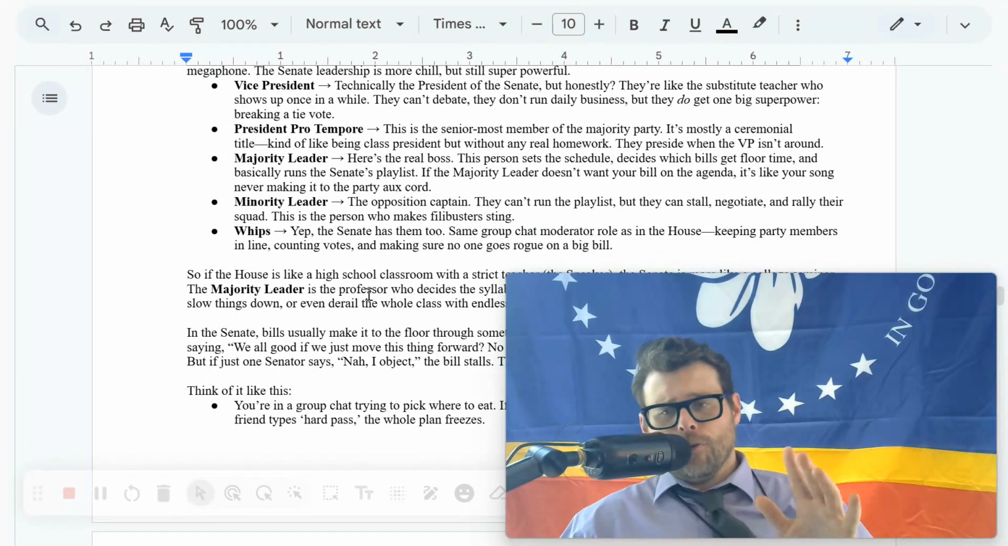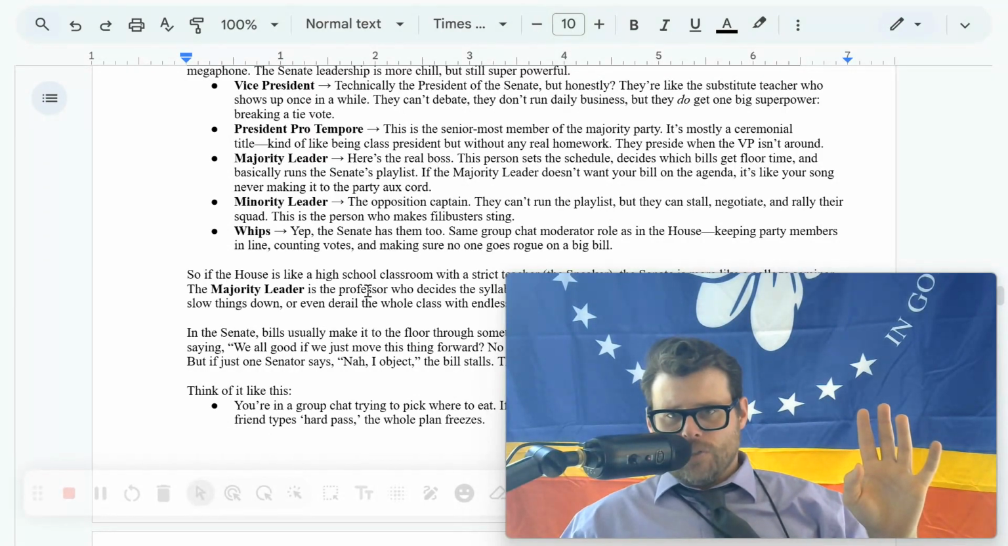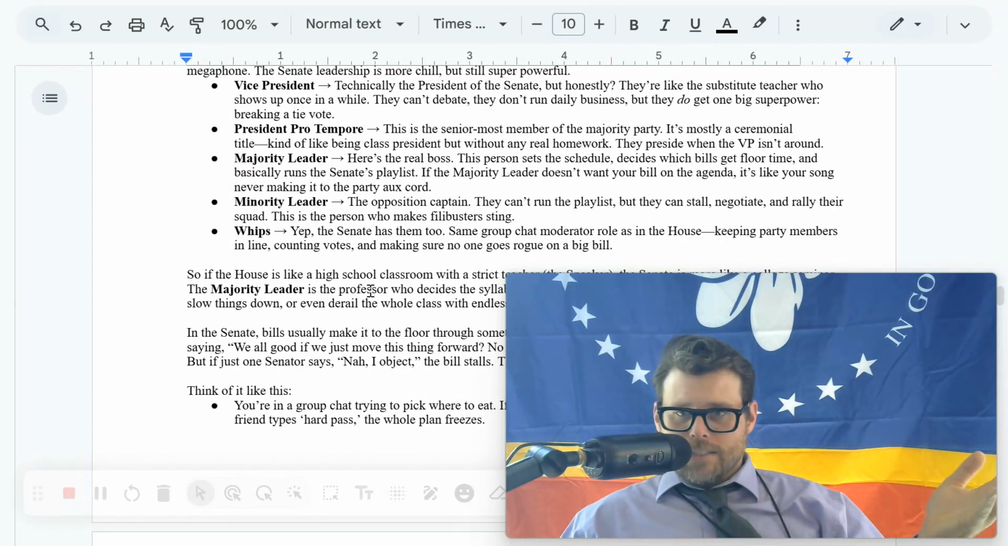Now, the most powerful senator, the Senate Majority Leader, here's the real boss. This person sets the schedule, the calendar for bills, decides when bills get floor time, and basically runs the Senate's playlist. If the Majority Leader doesn't want your bill on the agenda, it's like your song never making it to the party aux cord.